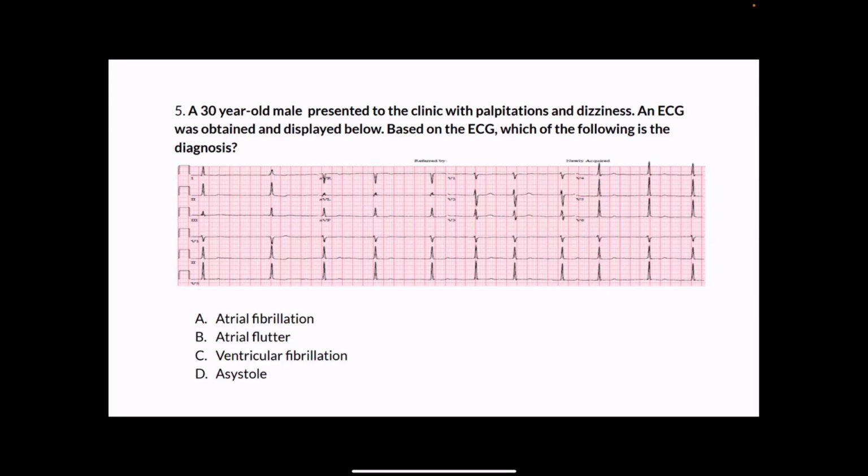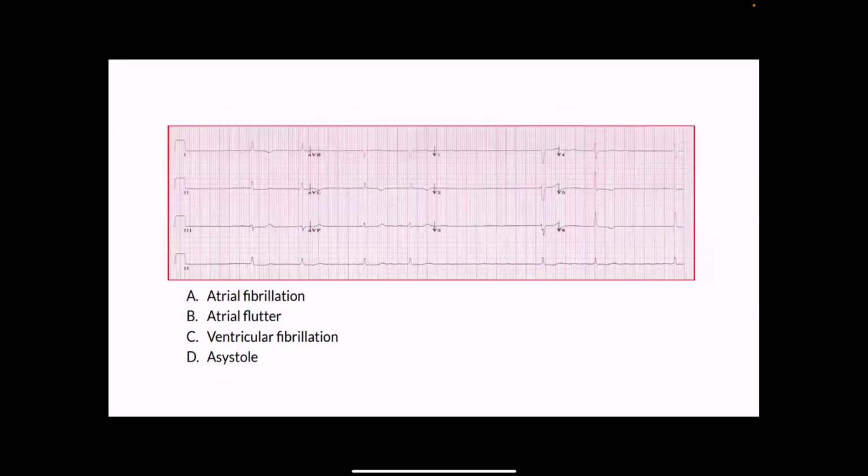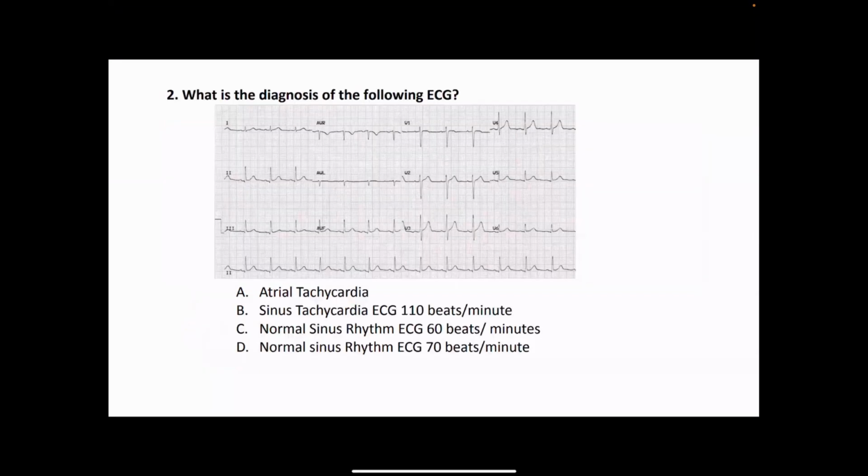Atrial fibrillation. Yes, perfect. You have to be able to recognize this, and it came in the past so many times. What about this one? Same, atrial fibrillation. Yes, perfect. What about this one?